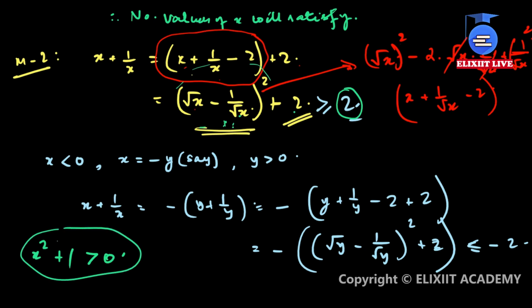So this is exactly the same situation we have over here. In the place of x square, here we have root x minus 1 by root x whole square. This is always positive. So minimum to minimum this can be 0. So if this is 0, then 0 plus 2, the minimum value will be 2, right?